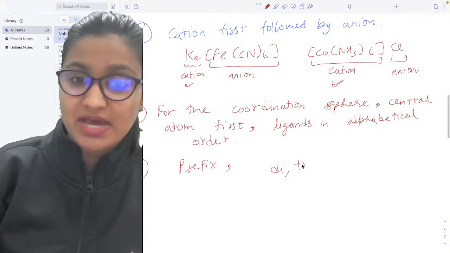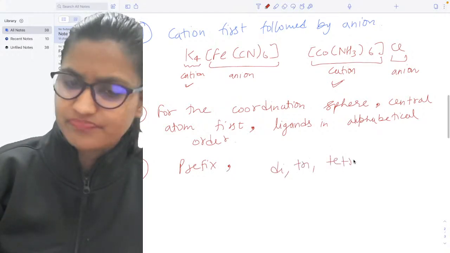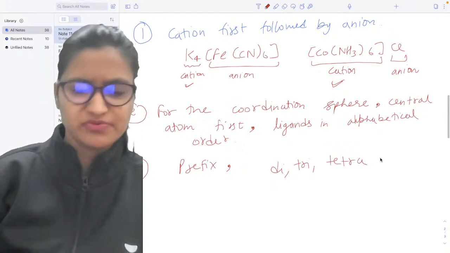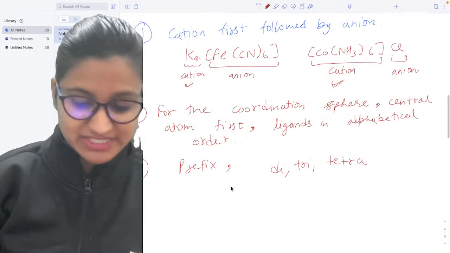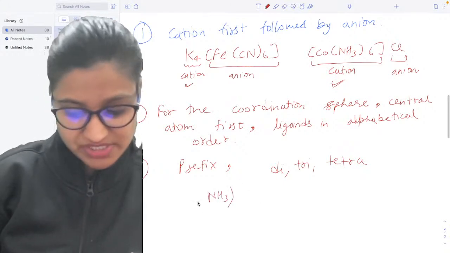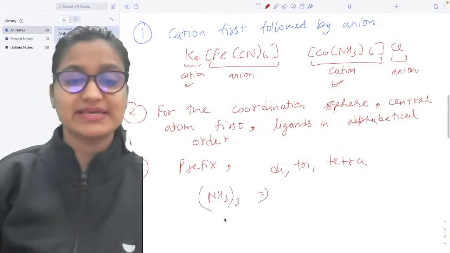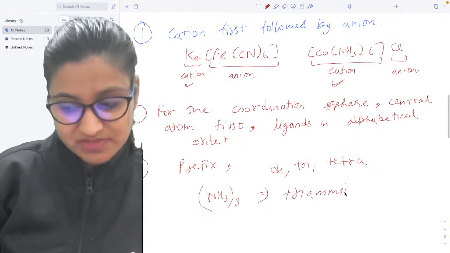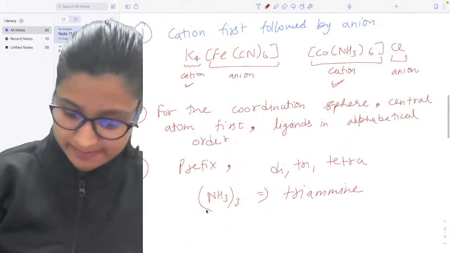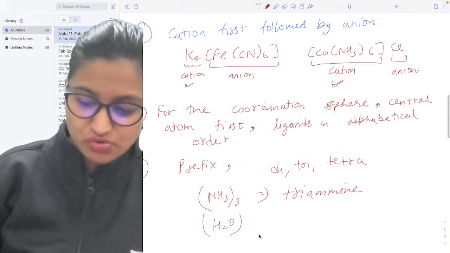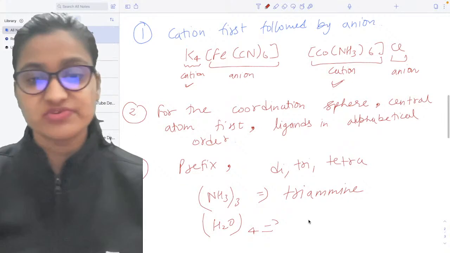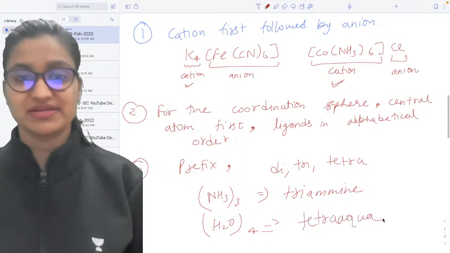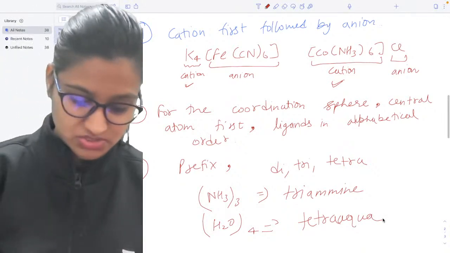Di, tri, tetra, penta, hexa, ठीक है, before the name of the ligand कि कितने ligands present हैं. Suppose you have NH3 whole thrice. This is the ligand. So you will write it as triamine. If we have H2O 4, how will we write it? We will write it as tetraaqua. That's how we will write it.